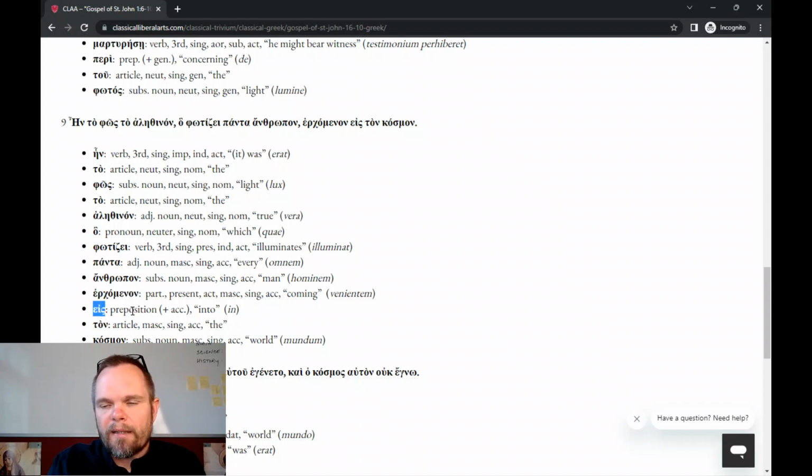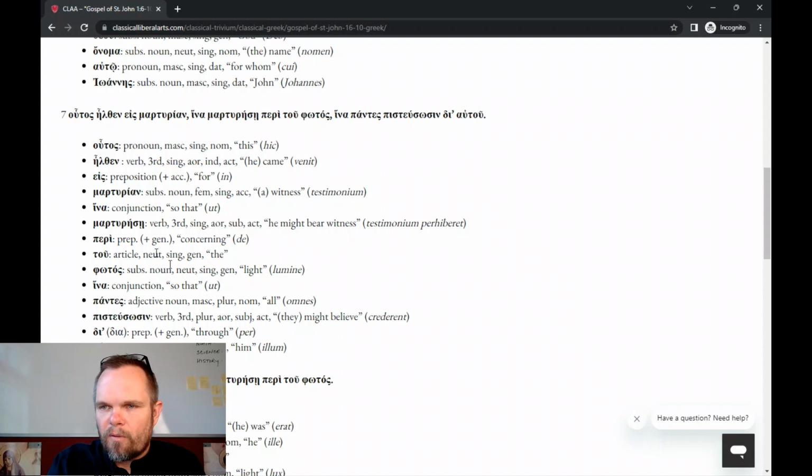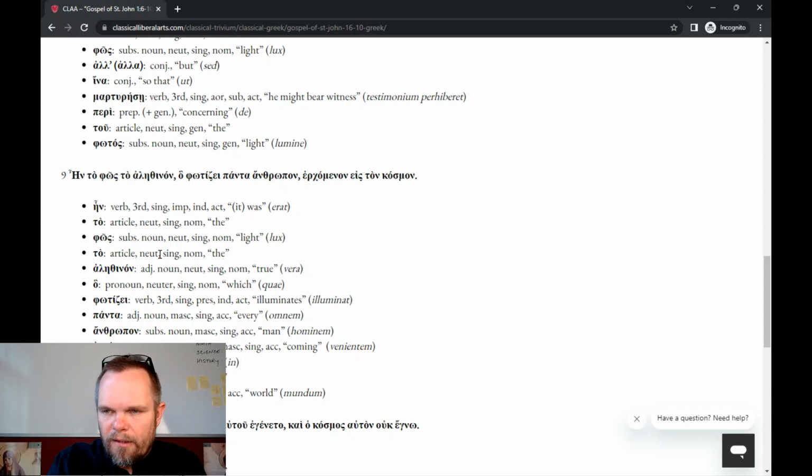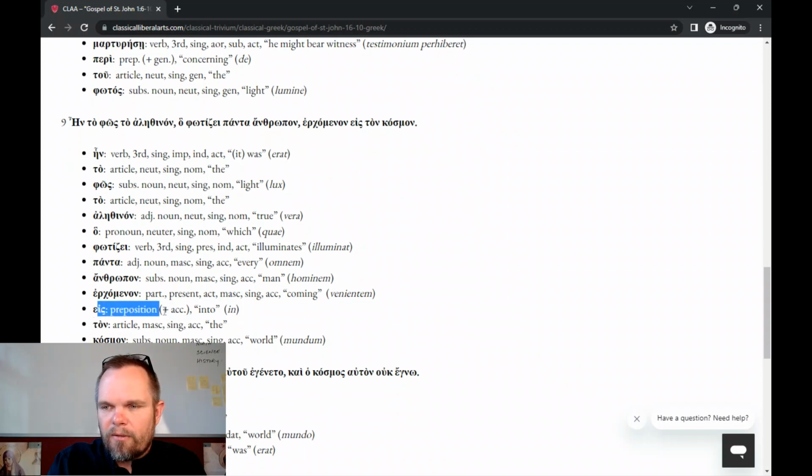Now, before I told you that the preposition eis can have a number of different meanings in English. And here, in this verse, we see that it's got a different meaning. Here it means into. So eis plus the accusative case is translated into. Earlier, back in verse 7, we saw the same preposition, eis marturian, for a witness, eis marturian. So we see that same preposition 2 verses later, translated differently, translated into.